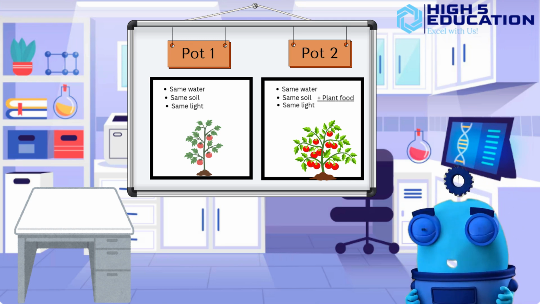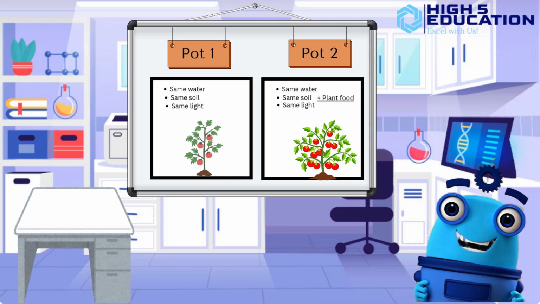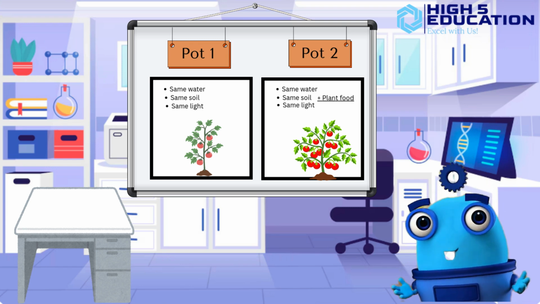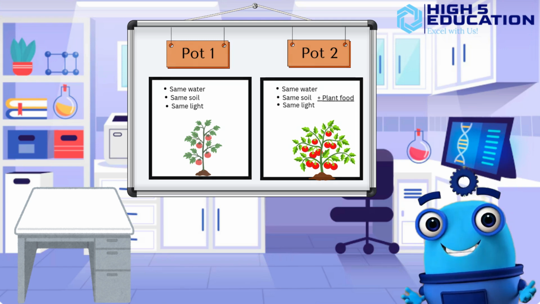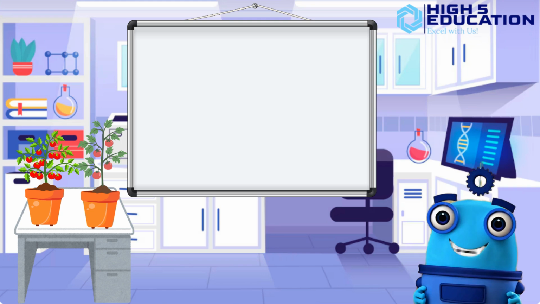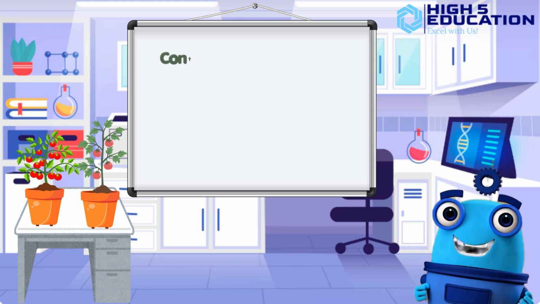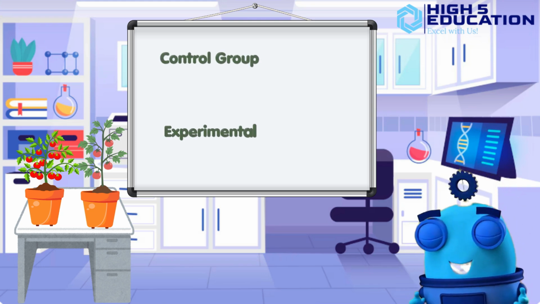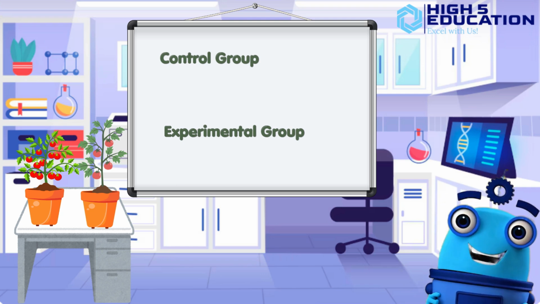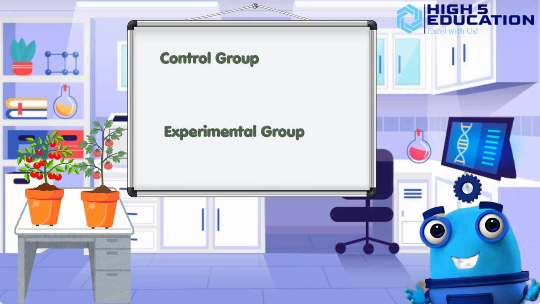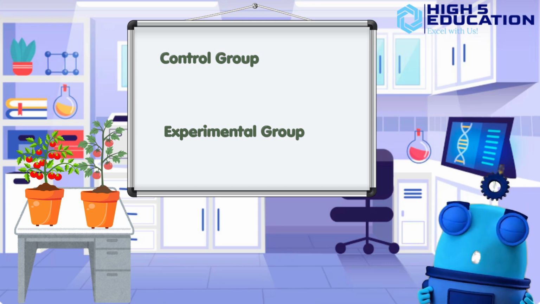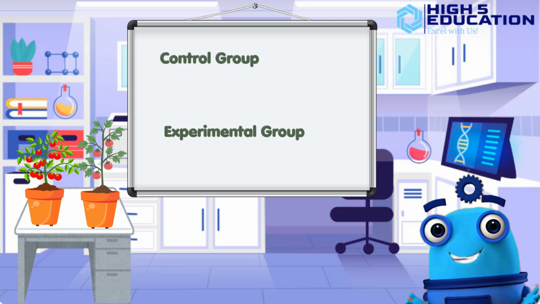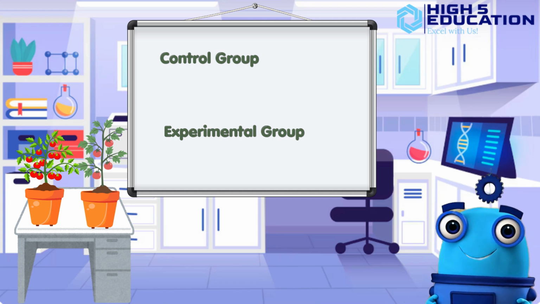Now, based on your observation, what do you think is the difference between the two plants? Great ideas! For your science experiments, we will use something called the control group and the experimental group. These two groups are essential in an experiment because they help us clearly understand and explain the results. By comparing them, we can determine whether the treatment truly makes a difference.